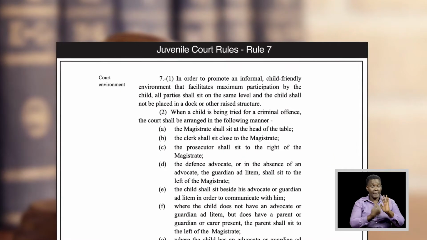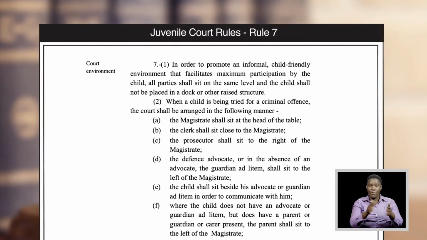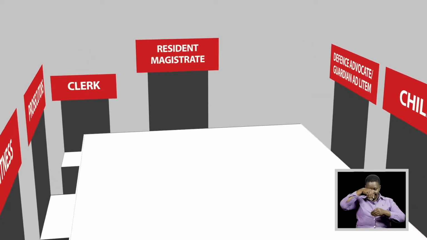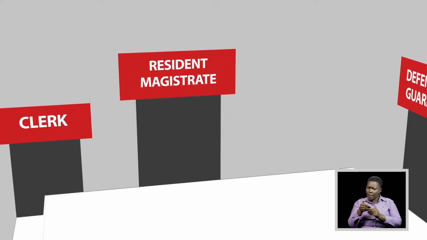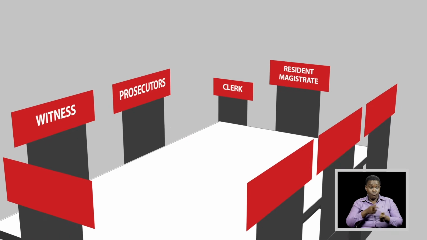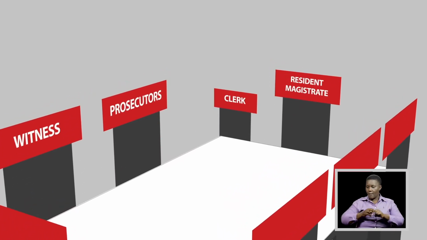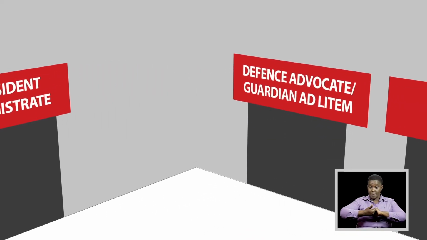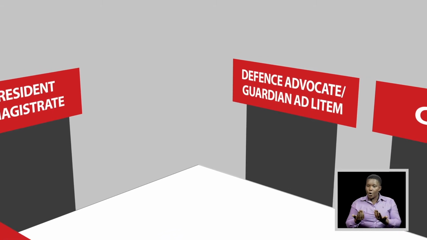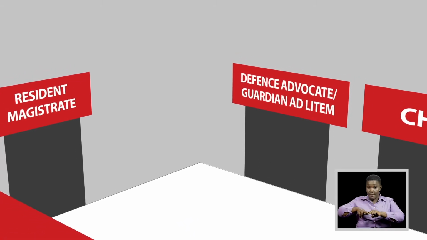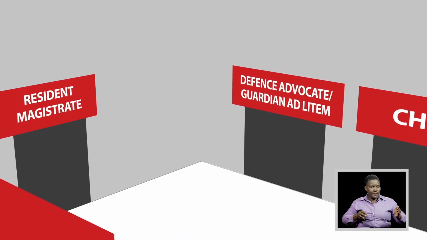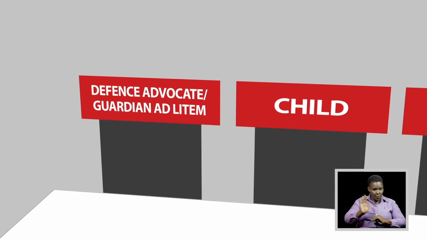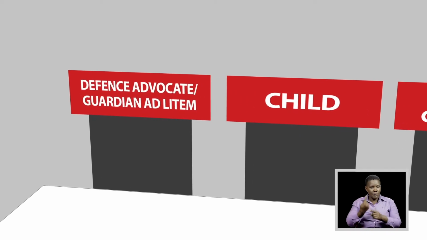Rule 7, Sub-Rule 2 of the Juvenile Court Rules stipulates that the magistrate shall sit at the head of the table and the court clerk shall sit close to the magistrate. The public prosecutor shall sit to the right of the magistrate. The defense advocate, or in the absence of an advocate, a guardian ad litem, shall sit to the left of the magistrate. The child shall sit beside his advocate or guardian ad litem in order to communicate with him.